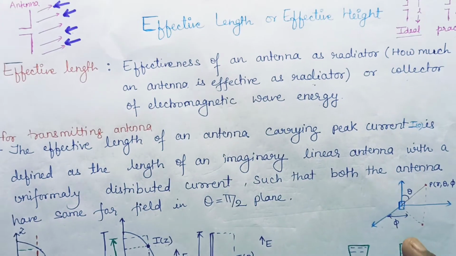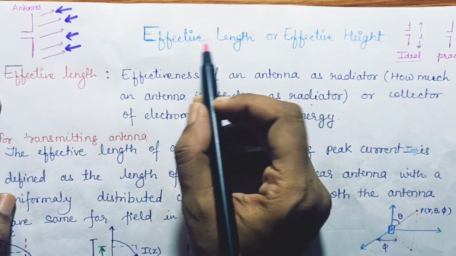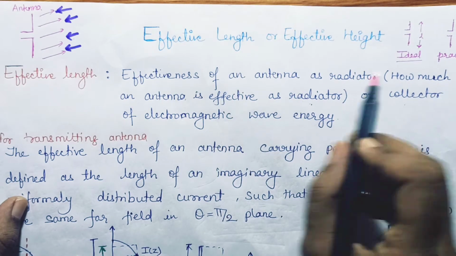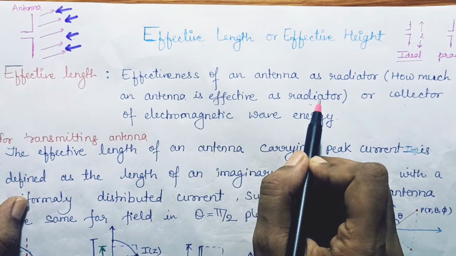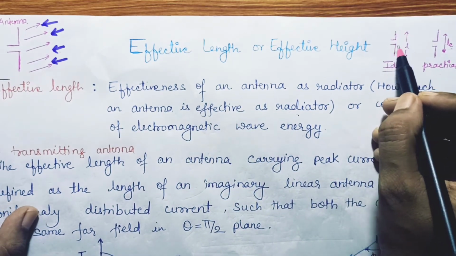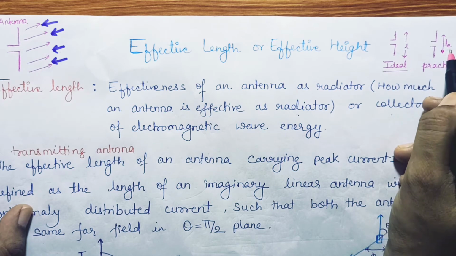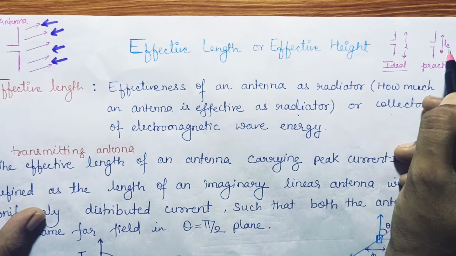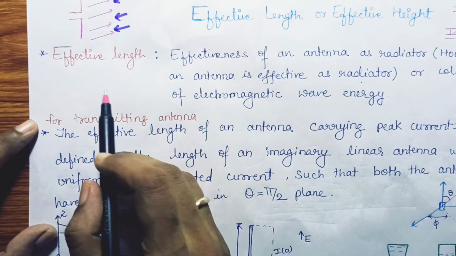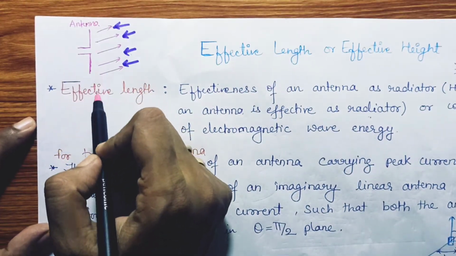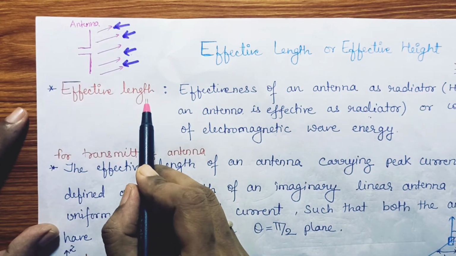Hello students, today's lecture is on the effective length of an antenna. Effective length is a measure of how effective an antenna is as a radiator. Ideally, an antenna uses its full length, but practically it uses its effective length for radiating. To know the capacity of an antenna as a radiator, we have to find the effective length of the antenna.